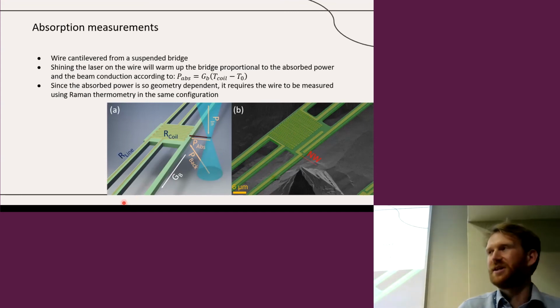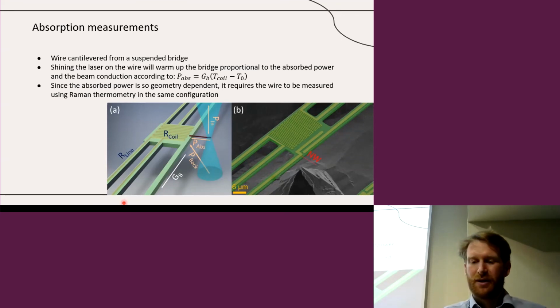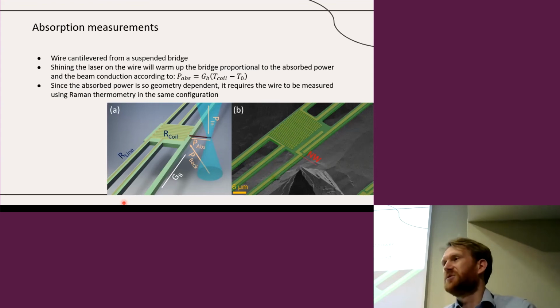So by doing a separate calibration of how the temperature of this system depends on the power, we can use this to very accurately measure the absorbed power in any kind of system, really. And in that way, we can make sure that the absorbed power is truly corresponding not only to the specific wire or the specific nanosystem that we are measuring, but even to the specific geometry and the specific experimental setup that we are using.